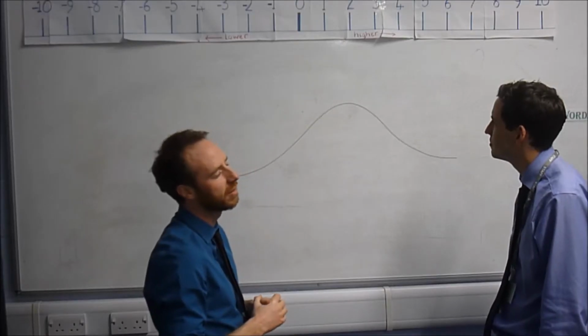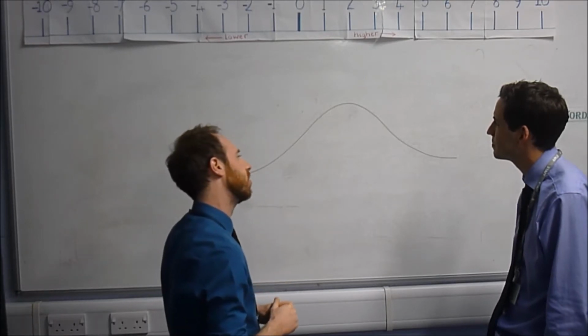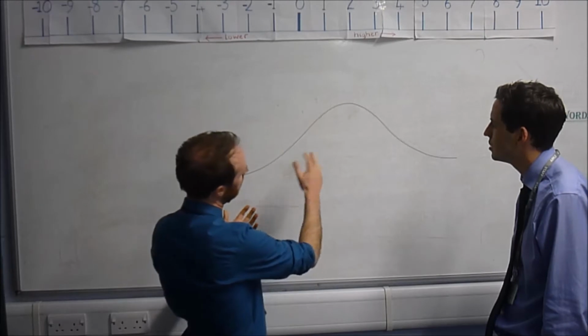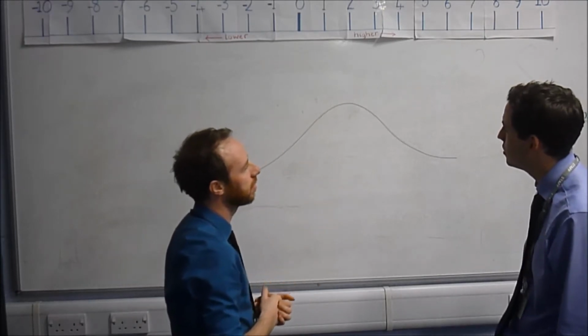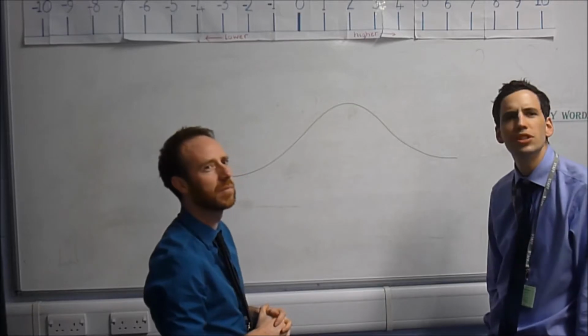I wonder, do you think the heights of the people in the maths department would be normally distributed? So the shape would be like that? Oh, yeah. I do wonder if we're all normal. Normal? I'm normal. Yeah? Mr. Newton?